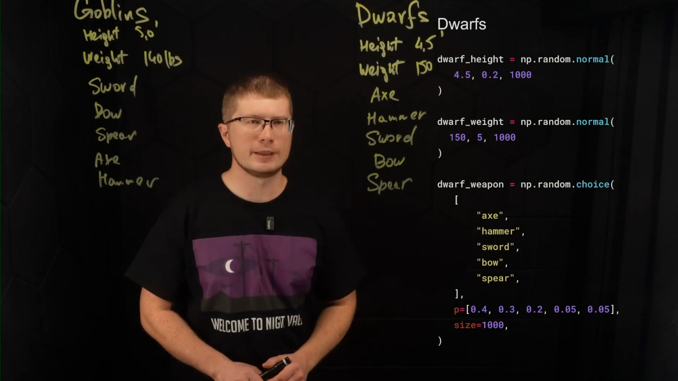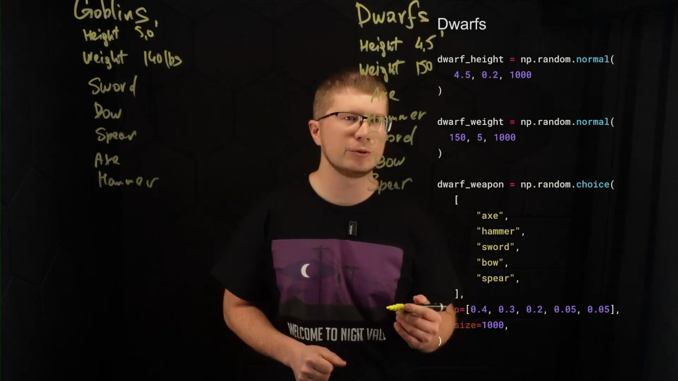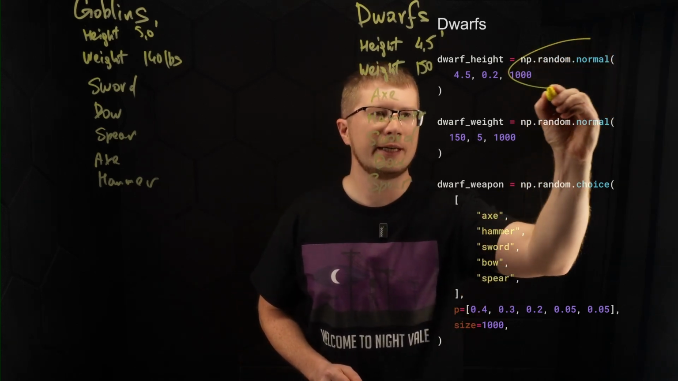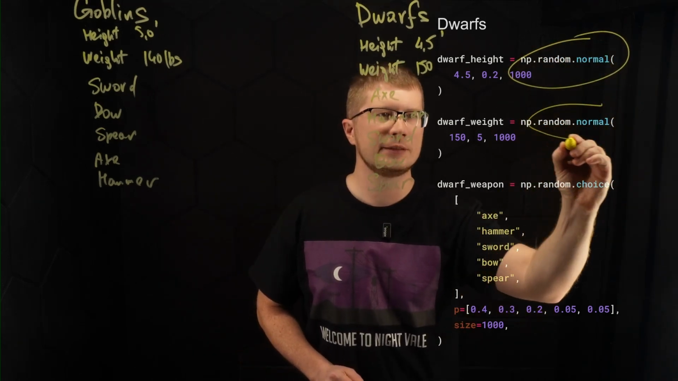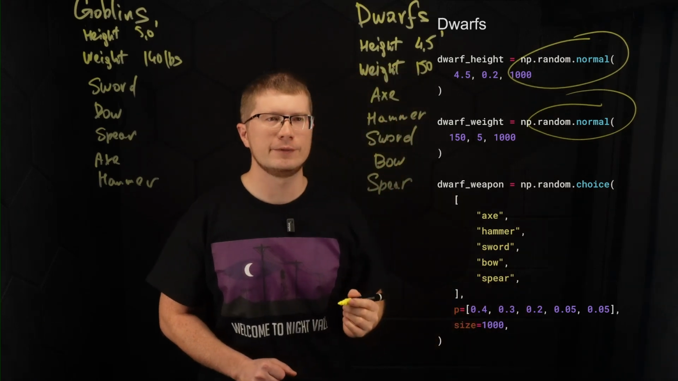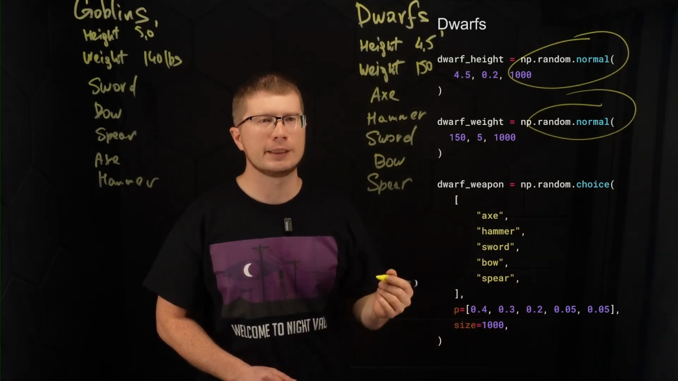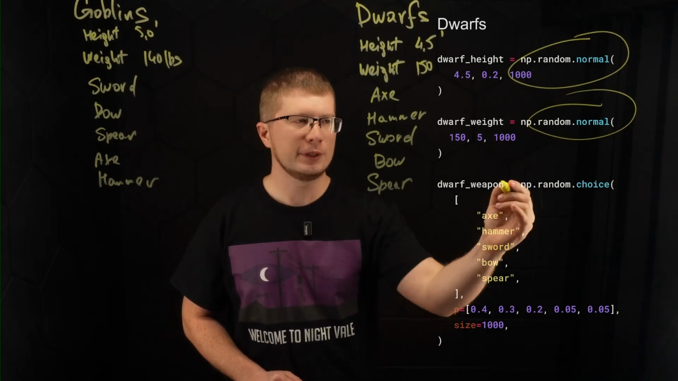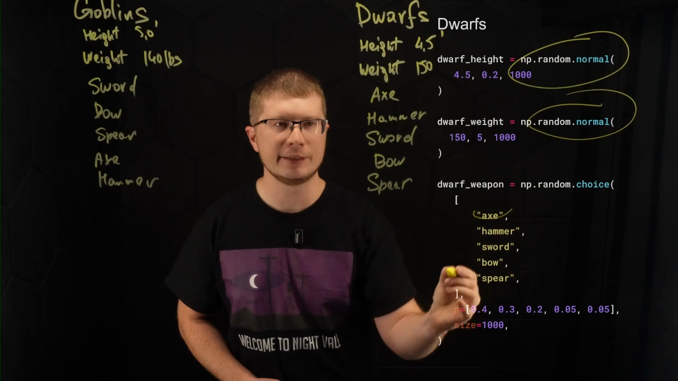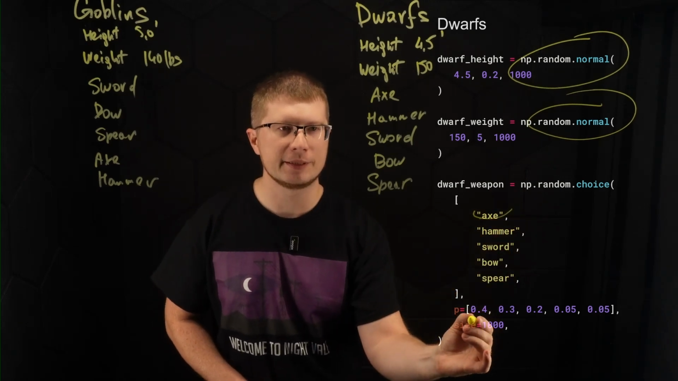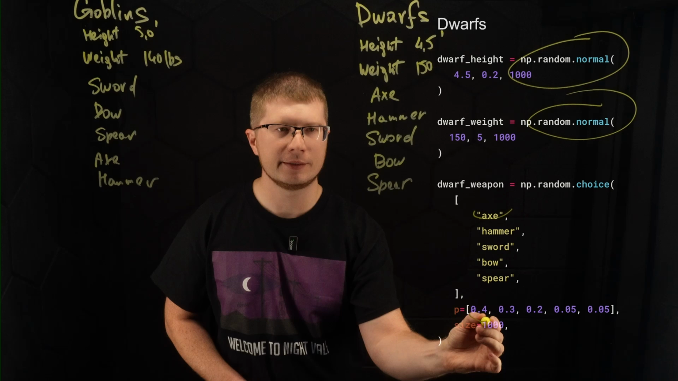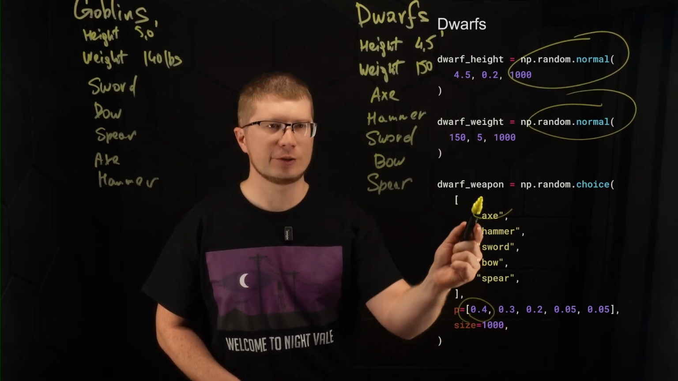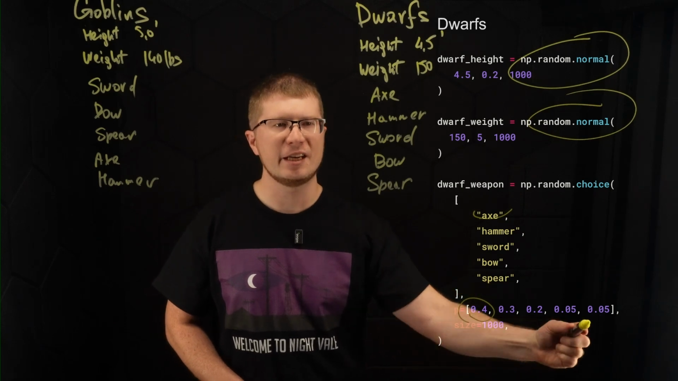So let's generate the input dataset for dwarfs. We'll use normal distribution for continuous features, and we'll generate the height here and weight here using the parameters we already defined, and we'll use weighted random choice for weapon types. So we have weapon types like axe here, and the probability that the dwarf will use axe is here. And we have two matching lists, weapon types and their probabilities.